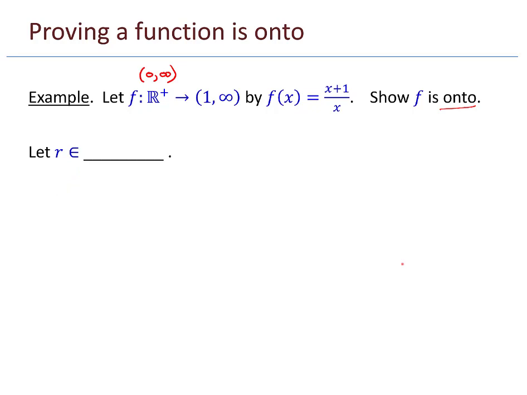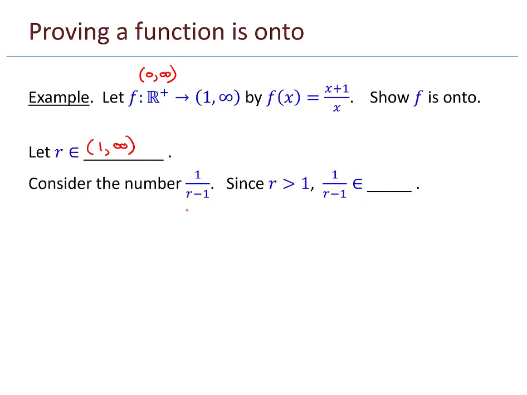So I need to start by picking an arbitrary element in my codomain. So something that's greater than 1, so (1, infinity). All right, now I need some element that maps onto r. What can I find that, under this definition of f, will map onto r?